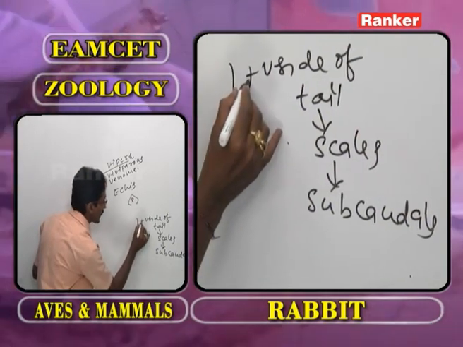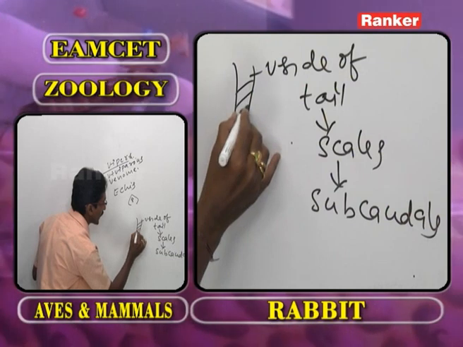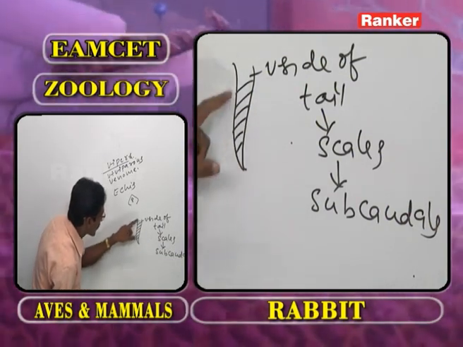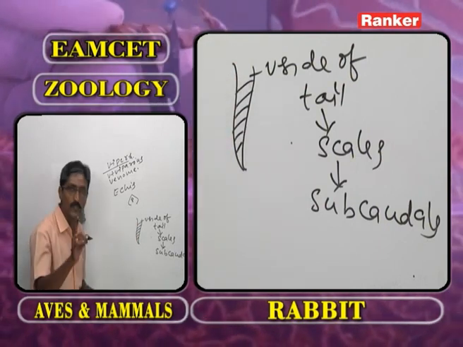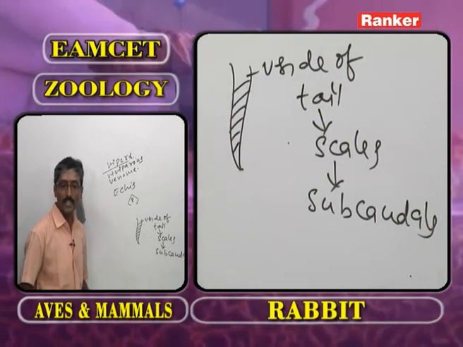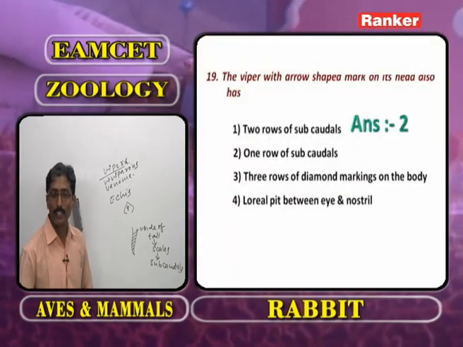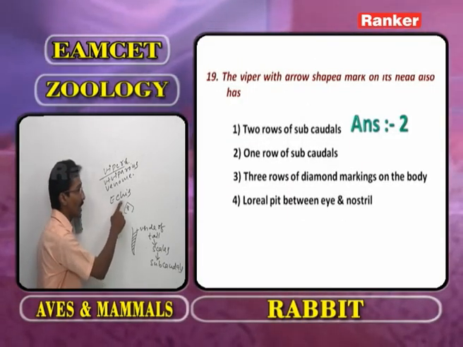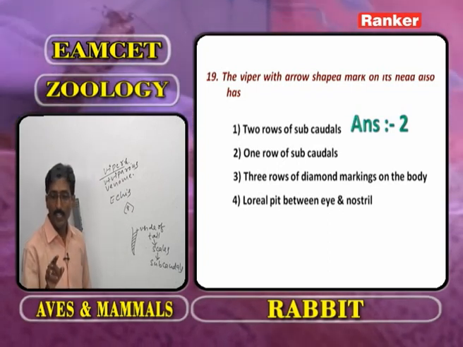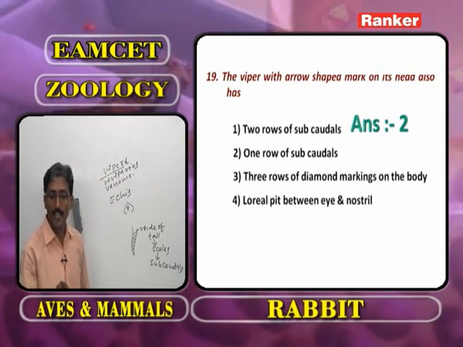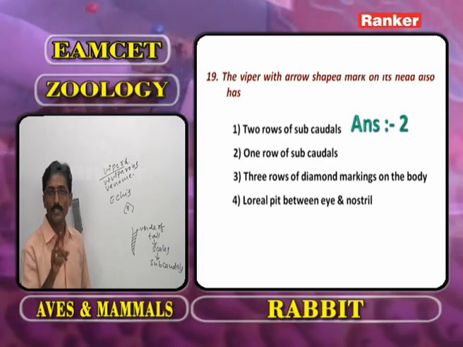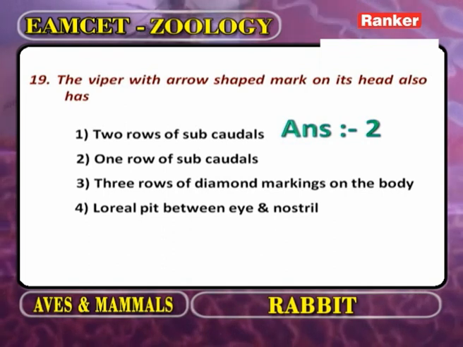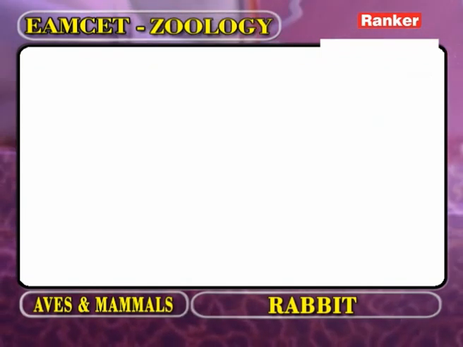Now here, in the case of Echis carinata, you have to observe the diagram. The subcaudals are arranged in how many rows? Only one row. Now here, what is the question? The viper with arrow shaped mark on its head. What is the viper with arrow shaped mark? Echis carinata. It has how many rows of subcaudals? One row of subcaudals. So what is the correct answer? The second one. Now we go to the next question.